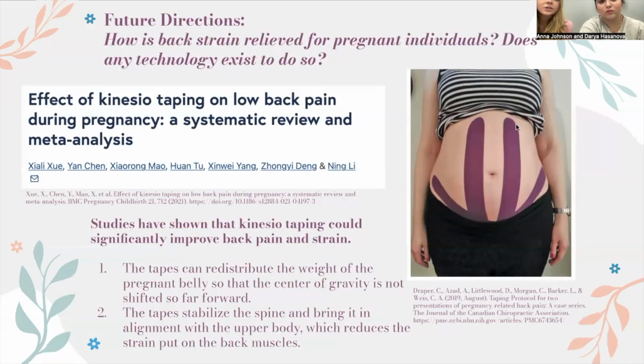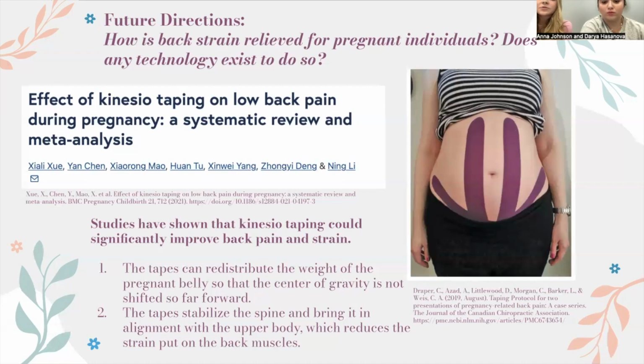So future directions: how is the back strain relieved for pregnant individuals? And is there any technology that exists to do so? We found that kinesiotaping actually relieves some low back pain during pregnancy. As you can see here, this is a common place to put the tape. It could also be placed on the lower back as well. Studies have shown that kinesiotaping could significantly improve back pain and strain.